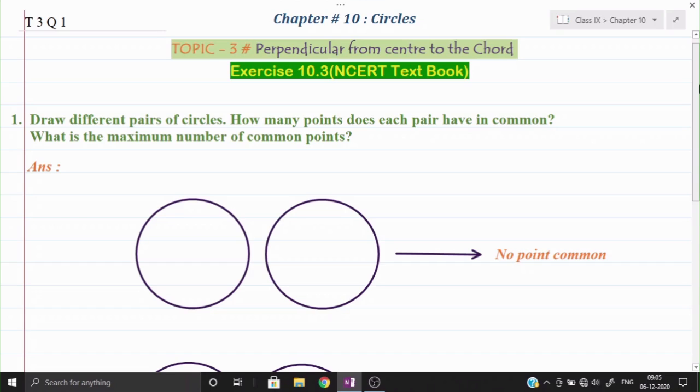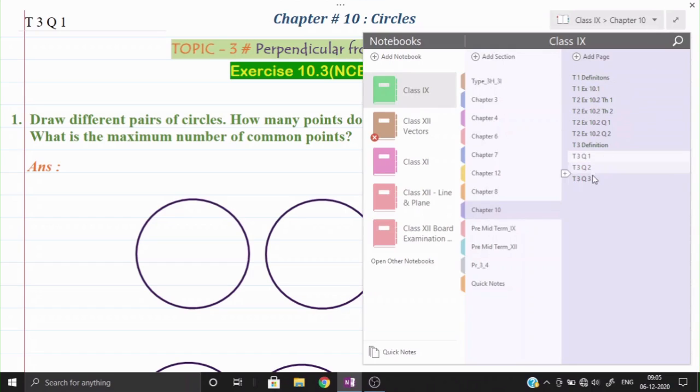Now we shall see the second question. I will explain you a little later. I am going to start question number 3.